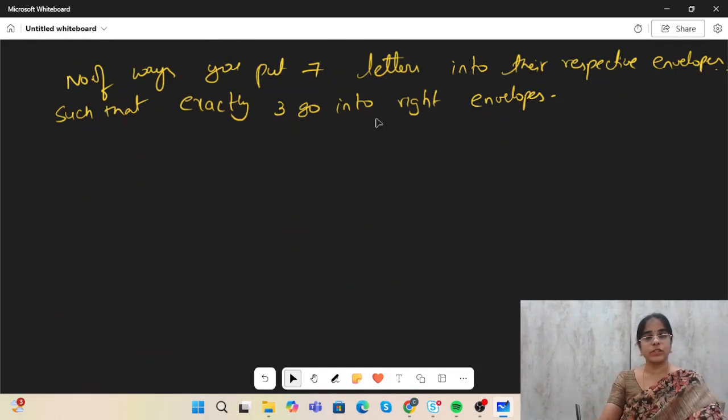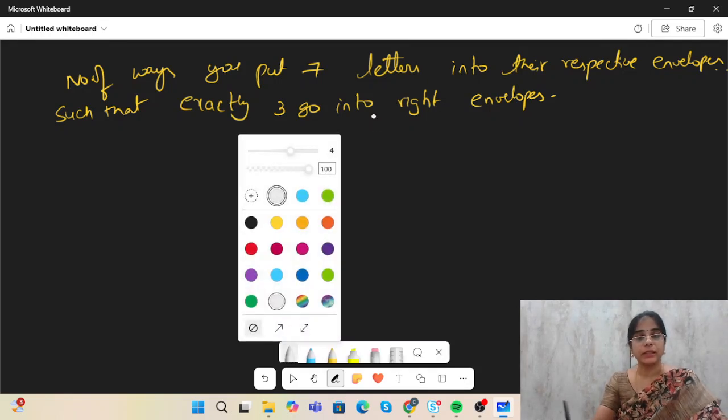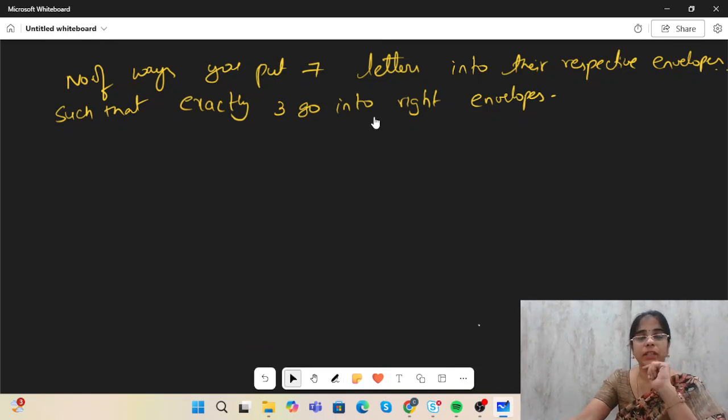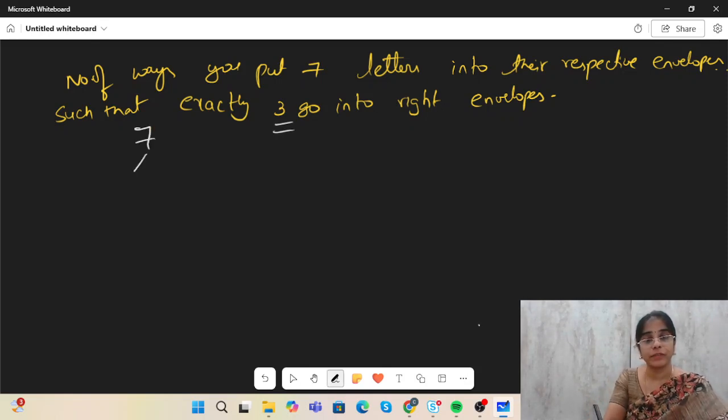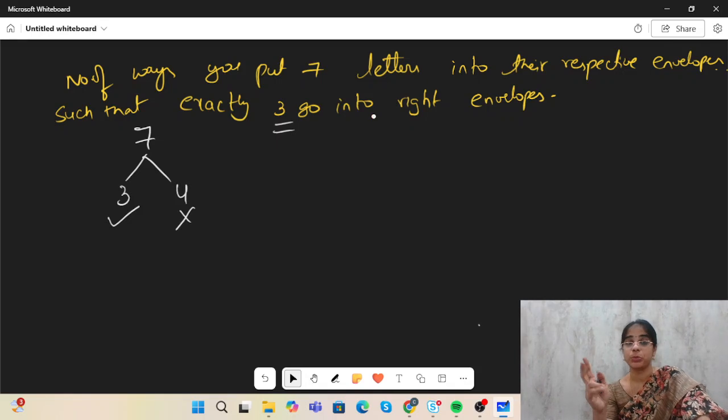Right. Now coming to this question: number of ways you put 7 letters into their respective envelopes such that exactly 3 go into the right envelopes. So this is again a de-arrangement question. They said 3 go to right envelopes. Out of 7, 3 go to right envelopes. Obviously 4 should not go to the right envelope. 4 de-arrangements and 3 right envelopes, isn't it? So obviously the multiplication of these two cases will be your answer, right?